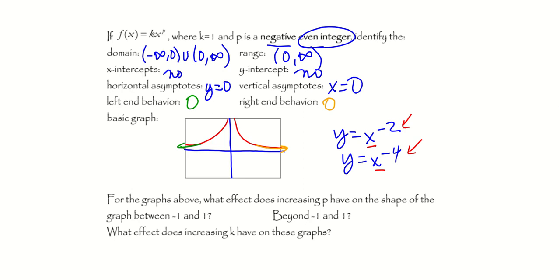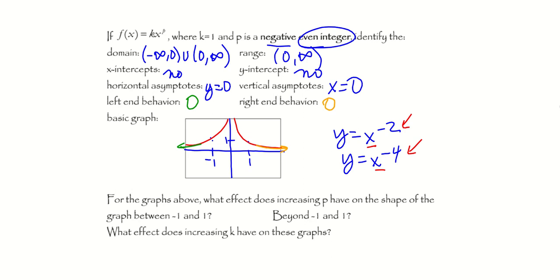For these graphs, what effect does increasing p have on the shape of the graph between negative 1 and 1? Well, if we were to take a point, and we'll call that 1, 1 here, or a point here, and that would be negative 1, 1.